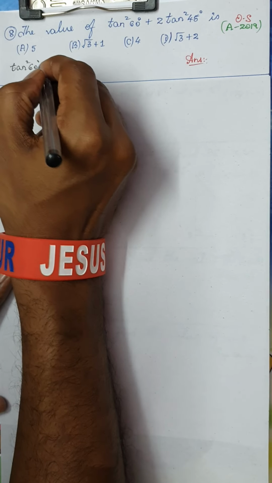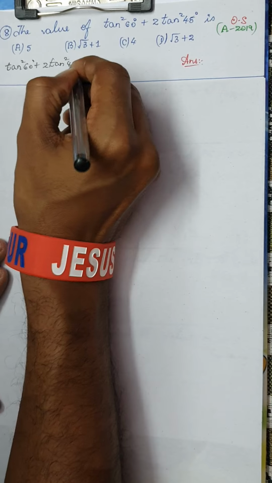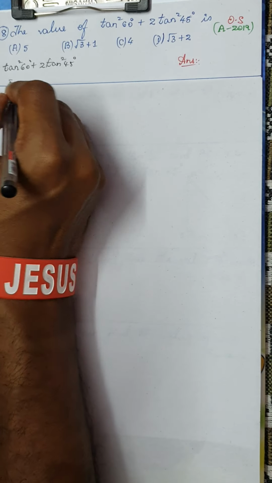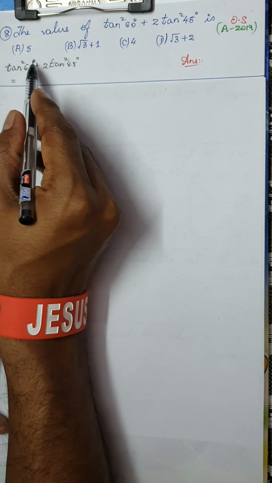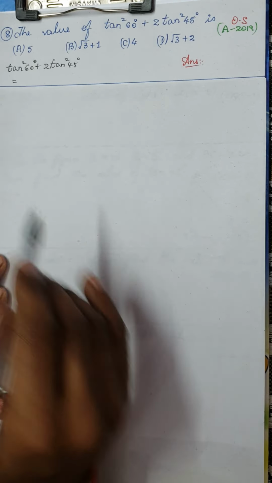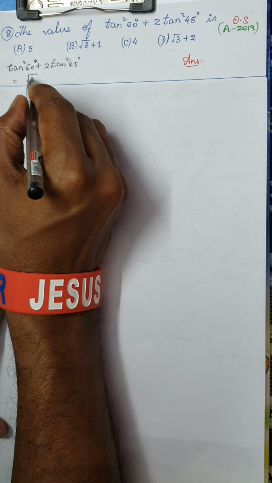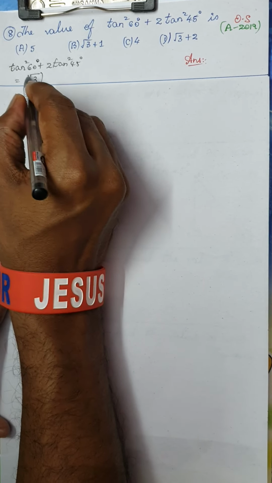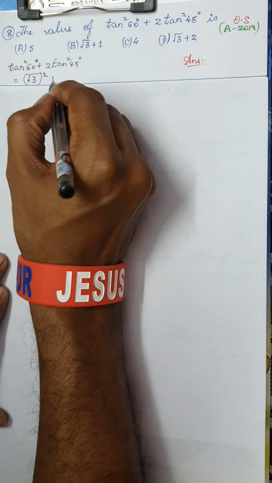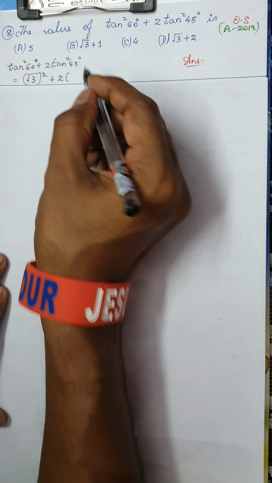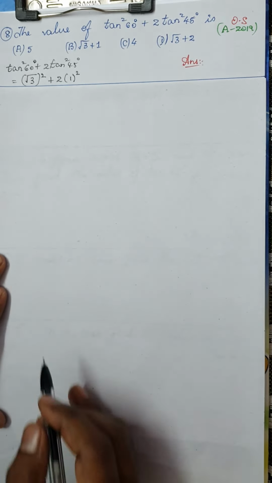tan square 60 degrees plus 2 times tan square 45 degrees is equal to, now I've already told you, when you have square you can take whole square, particularly for trigonometric ratios. Okay, so what is tan 60? We know tan 60 is √3, isn't it? So tan square is nothing but √3 whole square. Okay, plus 2 into, what is tan 45? Just now we did it, tan 45 is 1, so it is 1 square.